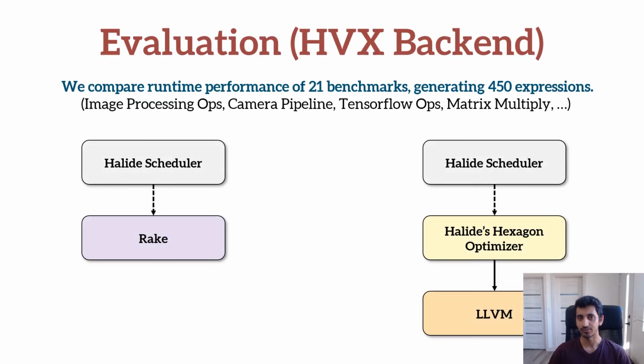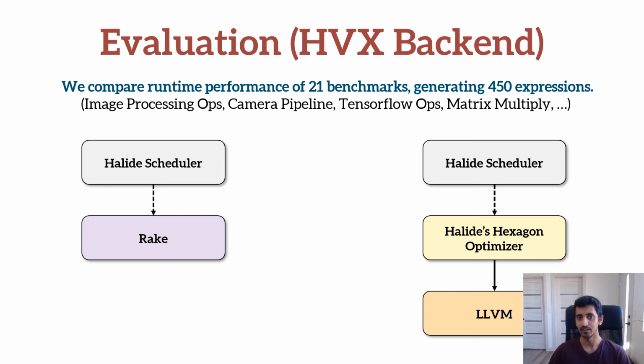To evaluate our instruction selection algorithm, we compare the runtime performance of 21 benchmarks that generate a total of 450 expressions. These benchmarks include common image processing operations, the Franken-Camera pipeline, Halide implementations of various TensorFlow neural network layers, and other key workloads such as quantized matrix multiplication.